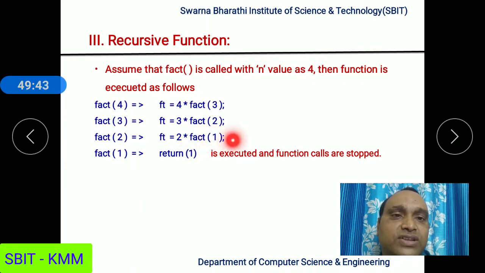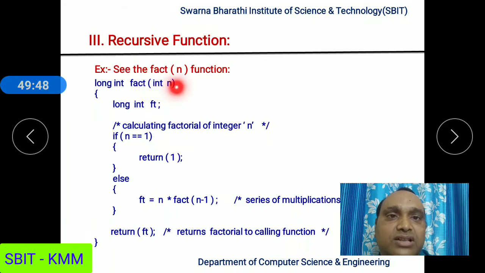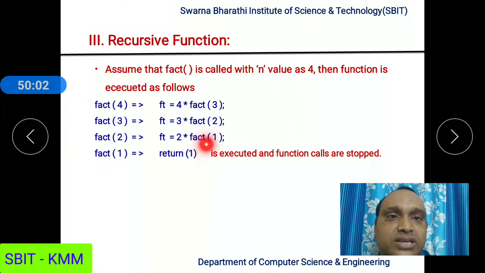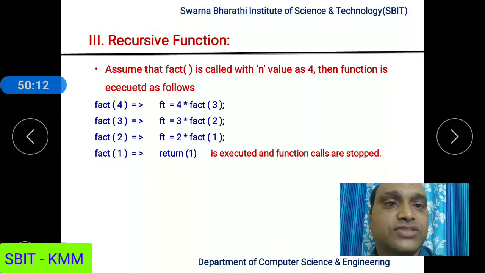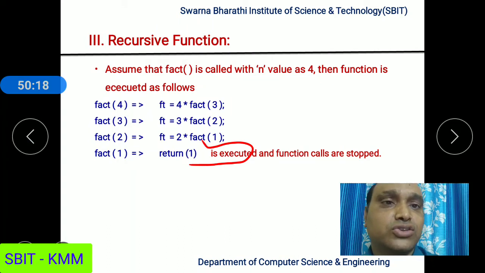Means the factorial function is called again with n value as 1. See here, with n value 1, it is called, and since n value is equal to 1, 1 is equal to 1, so it returns 1. The value 1 is returned by the fact function, and that value is substituted here. Fact of 1, whenever it is called, fact of 1 returns 1. This 1 is placed here. So 1 into 2, 2 is the result of ft.